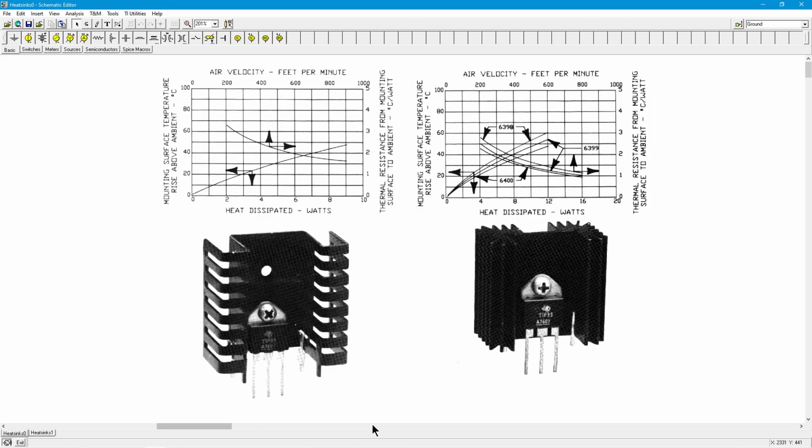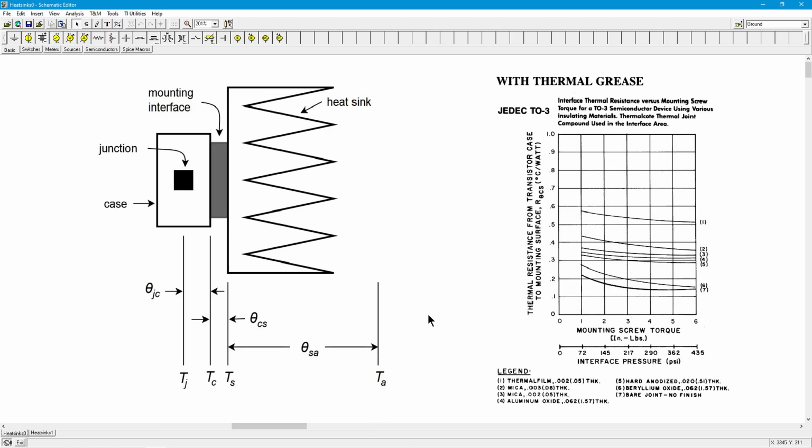Okay, now how you do the computations. Here's the way to think about this. I've got a little diagram over here. Don't you love this drawing? So here's our junction, the little black square, and then the case. Then we have whatever the mounting interface is. So like I said, this could be like a mica insulator. Could be bare. It could just have like heatsink grease in here, something like that. And then here's our very fancily drawn heatsink.